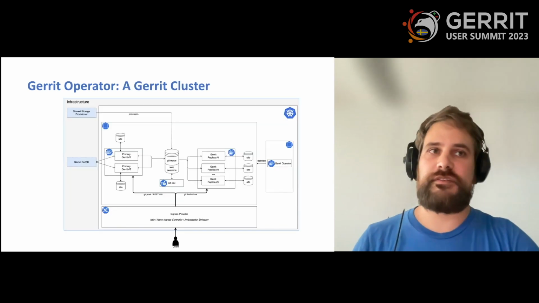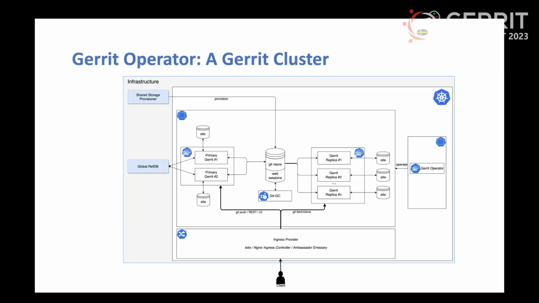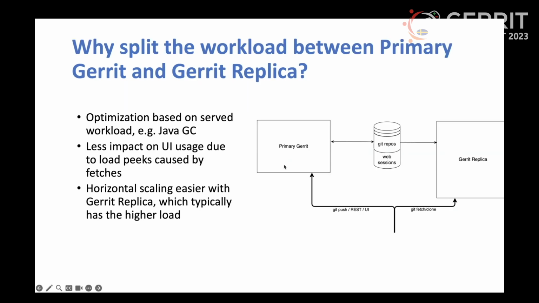So how does that look then in your cluster? Something like that: we have the primary Gerrit and the Gerrit replica here, and they share the Git repositories in a shared file system. So why do we want to split the primary Gerrit and the Gerrit replica?